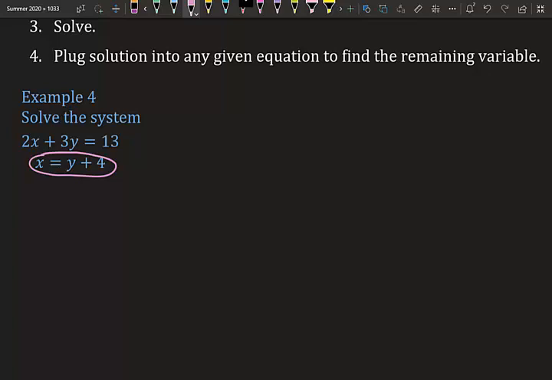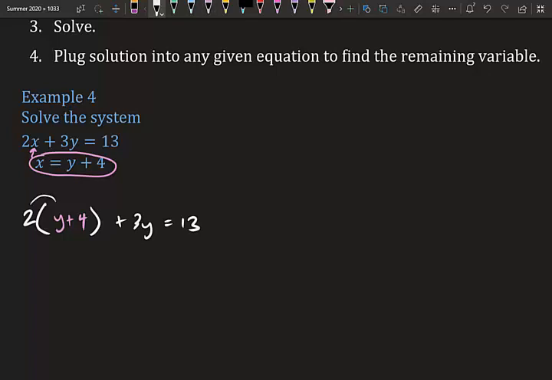Step 2 is to plug it into the equation we're not working with. The top equation we did nothing with. And this is saying x is y plus 4. So we're going to plug it in as x. So we have 2 times x, which is y plus 4, plus 3y equals 13. So we're going to solve now.